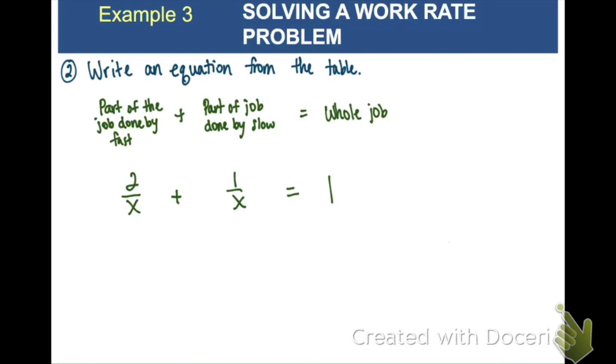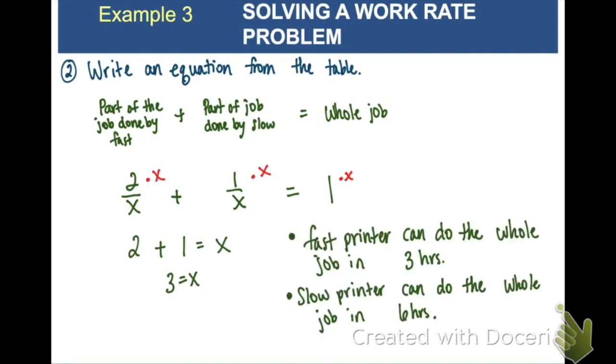The idea of the equation that we're going to write is pretty simple. It's just what part of the job did the fast printer do, which is 2 over x, plus what part of the job did the slow printer do, which is 1 over x, equals 1 because in the end it's one whole job. In order to solve this equation, since I have x's in the denominator, I'm going to just multiply each term by x to get rid of those fractions. That leaves me with 2 plus 1 equals x, so we have x equals 3.